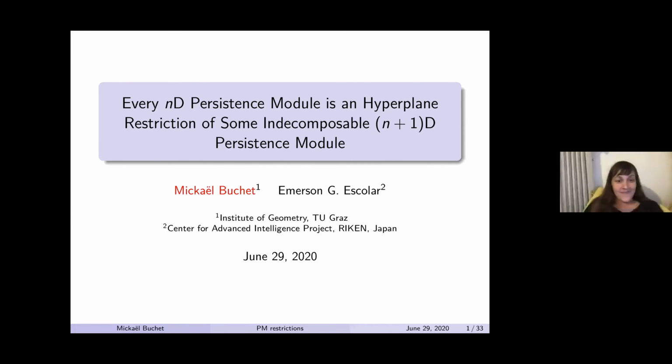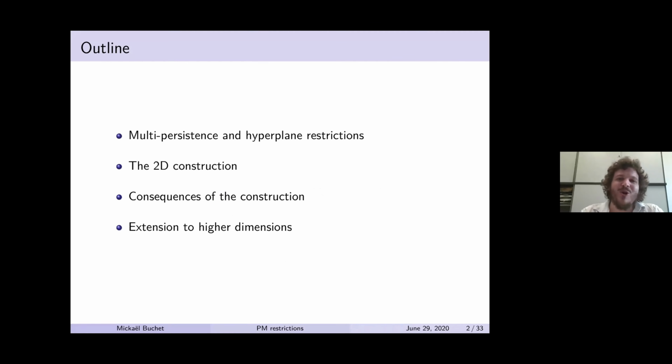This work I'm going to present, I will probably skip quickly over the theoretical part that Arnaud already just covered. I'm going to talk about hyperplane restriction in multi-persistence and why multi-persistence is going to become more and more complicated when we go beyond two parameters and so on. Let's start with multi-persistence and hyperplane restrictions.